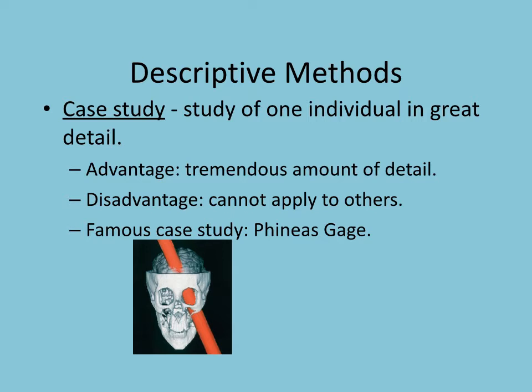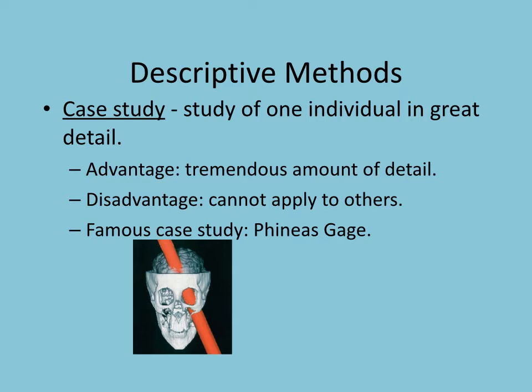Now, the disadvantage is that there's not direct correlations. If I study why you are successful in AP Psych, it doesn't mean there's a direct correlation to other people who are successful in my class, but it does give me a better understanding of how a person can be more successful. Now, one of the most famous case studies is Phineas Gage, which we'll be meeting here in a couple of weeks.